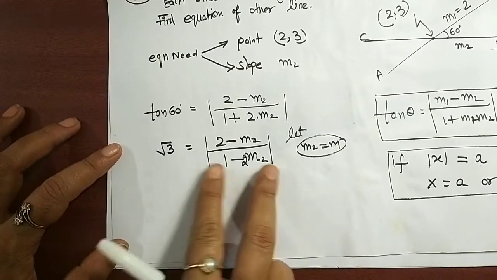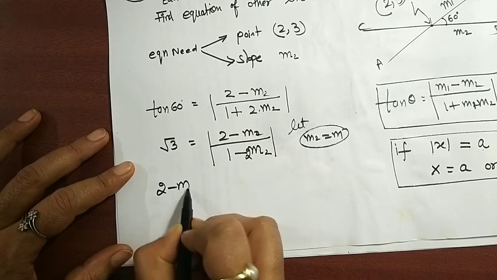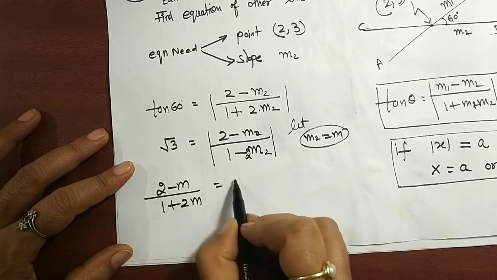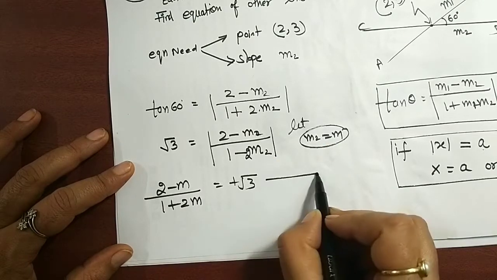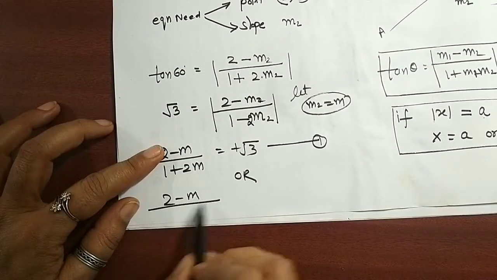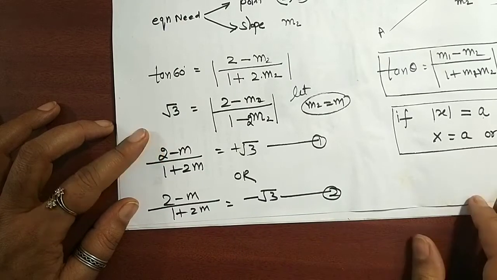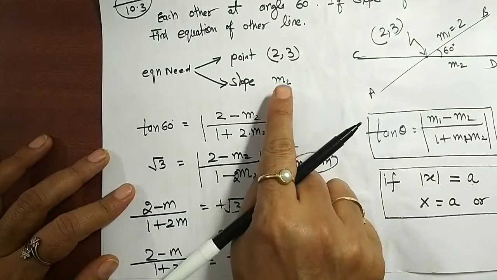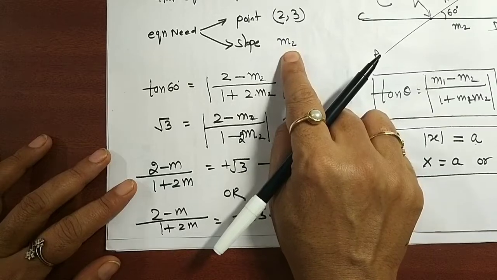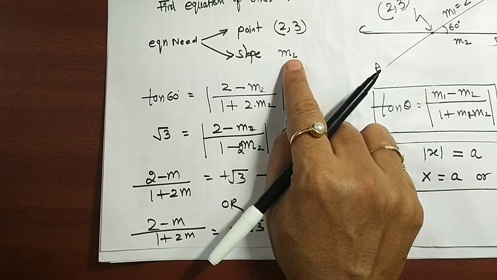So here this mod is equal to root 3. So there are chances that either 2 minus m by 1 minus 2m, now I am calling m2 as m, is plus root 3. This is the first equation. Or 2 minus m by 1 plus 2m is minus root 3. This is the second possibility. So I wanted the value of m2, but I have two equations and I might end up having two m2 values.